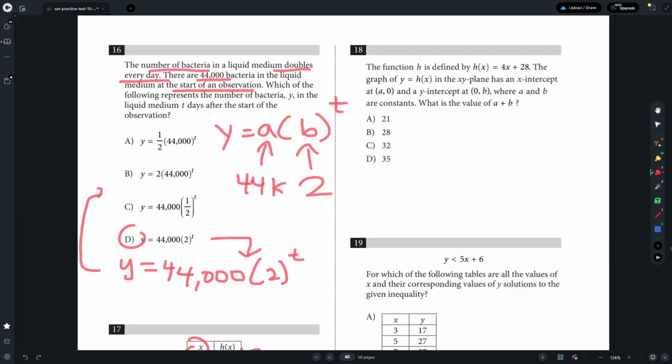Number 18. The function h is defined by h of x equals 4x plus 28. The graph of y equals h of x in the xy plane has an x-intercept at a, 0 and a y-intercept at 0, b, where a and b are constants. What is the value of a plus b? So they're giving us 2 points that are on the line, right? So let's just draw a graph here. This is the y, and this is the x, right?